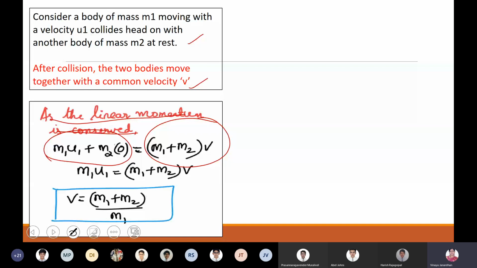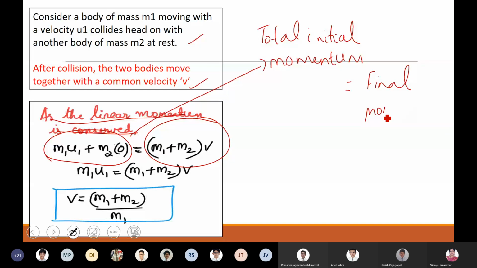So what is m1 u1? It is the momentum of the first body. m2 u2, where u2 is 0, is the momentum of the second body. So that must be equal to the final momentum. This equation: total initial momentum must be equal to final momentum. Then you find the value of v.